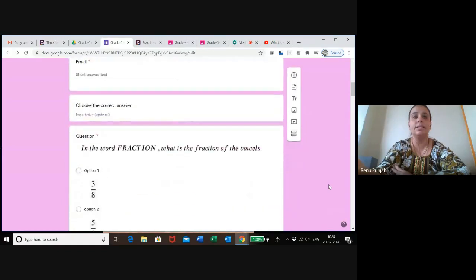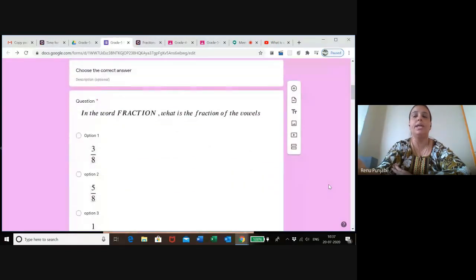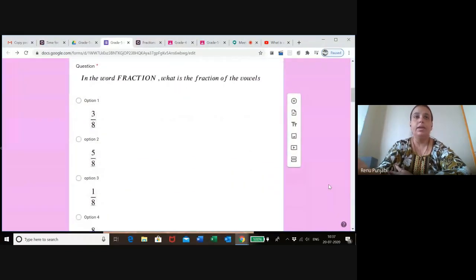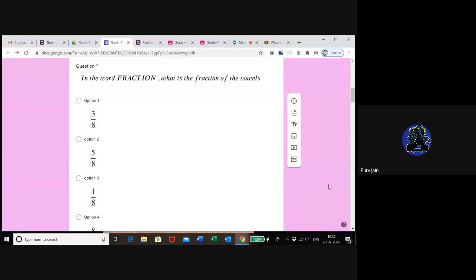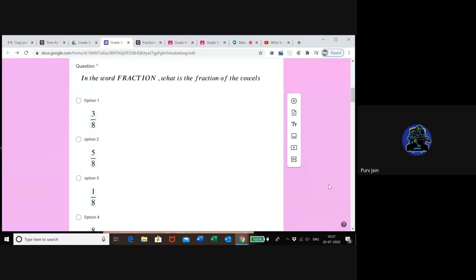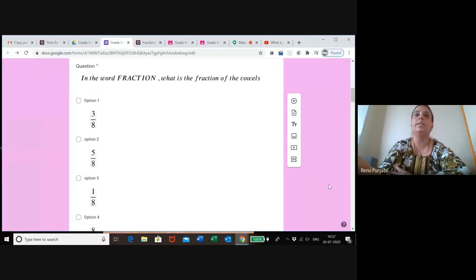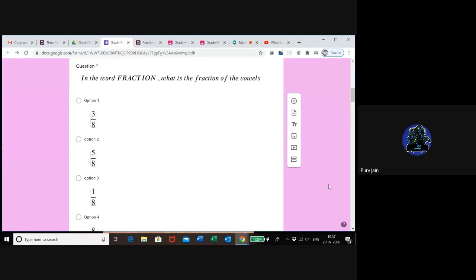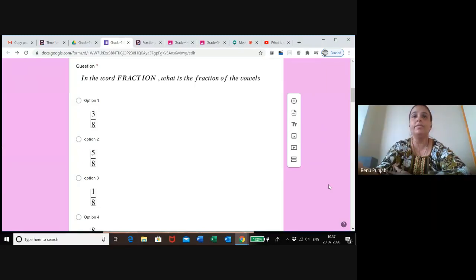Now let's discuss the answers. I will tell the child's name, and only that child will answer me. In the word fraction, what is the fraction of vowels? Is any child facing difficulty in this question? I just want the child who faces the difficulty. Which child faces the difficulty in this question? Tell me your name. I will not be able to see.